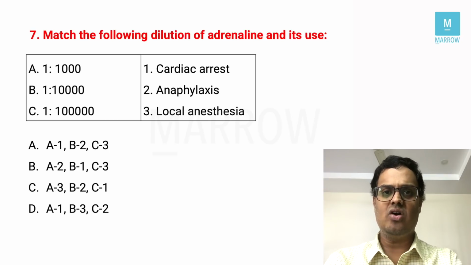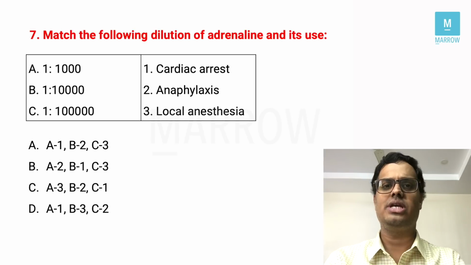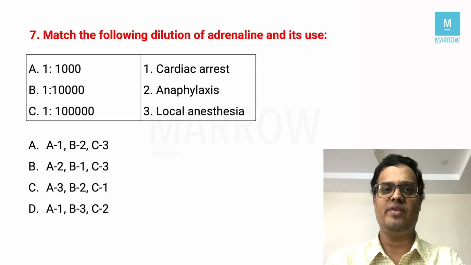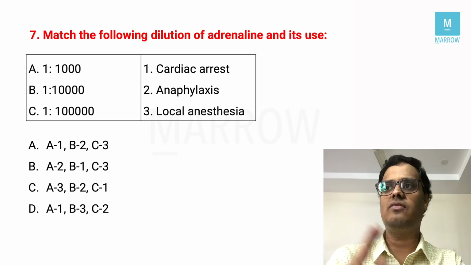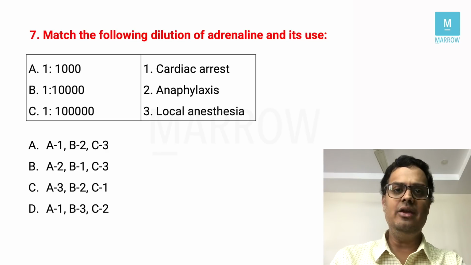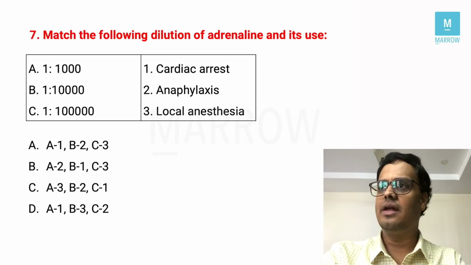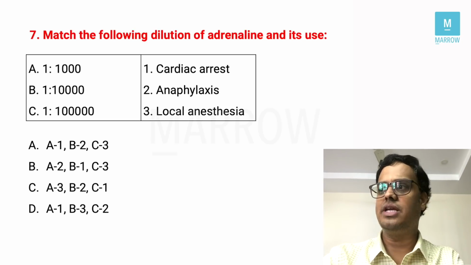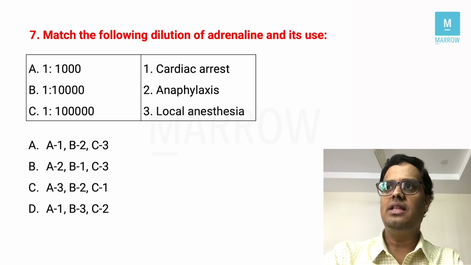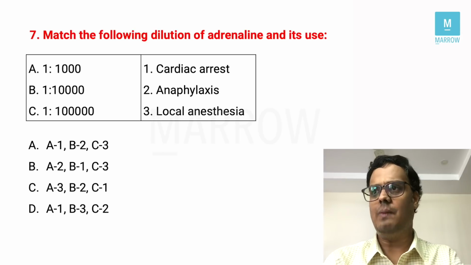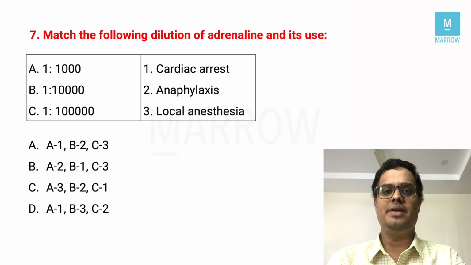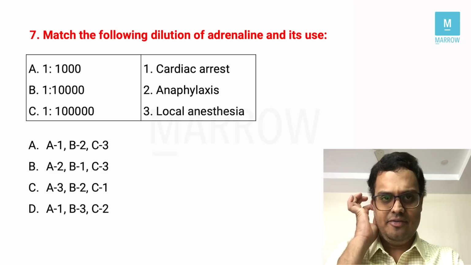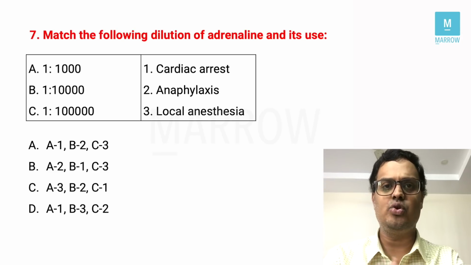So by looking at the options, if you know one option rightly in this match-the-following type of MCQ, so cardiac arrest 1:10,000, that is option B, answer is 1. If you look at the options very closely, the second option B is having that one option. So obviously the answer is option B. It is a very clear, straightforward MCQ, if you know cardiac arrest.